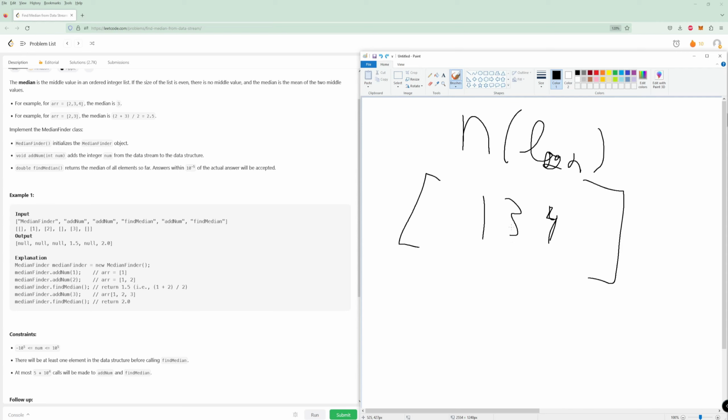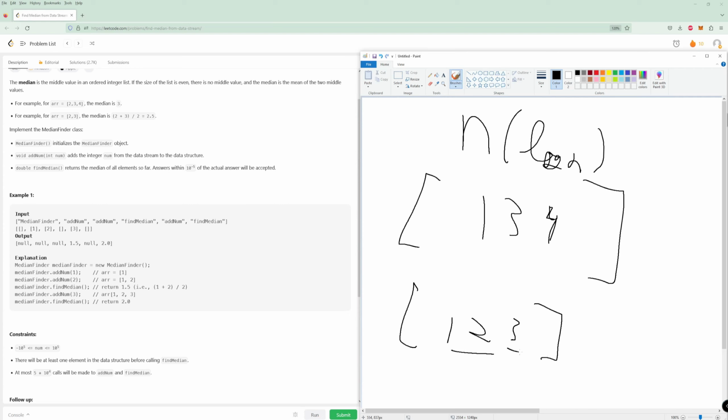Well, what if we do something like this? Instead of knowing the middle number or the middle two, what if we split our array into two parts, a left and a right part? We're going to have a couple scenarios. Let's say that these lengths are roughly equal. One can be bigger than the other, or they can be the same.